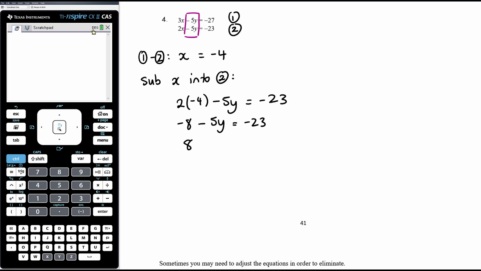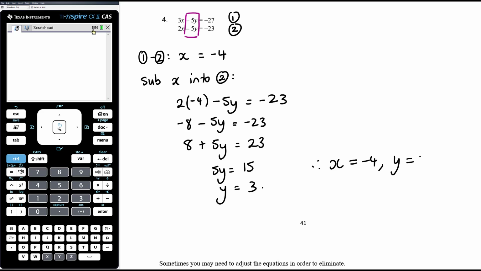Everything's negative, so let's multiply everything by negative 1 just to make life a bit easier for ourselves. Okay, so then I'm going to take away 8 from both sides. 23 minus 8 is 15, and dividing both sides by 5, y equals 3. And so we found x and we found y, therefore the solution to our simultaneous equations is x equals negative 4, y equals 3.